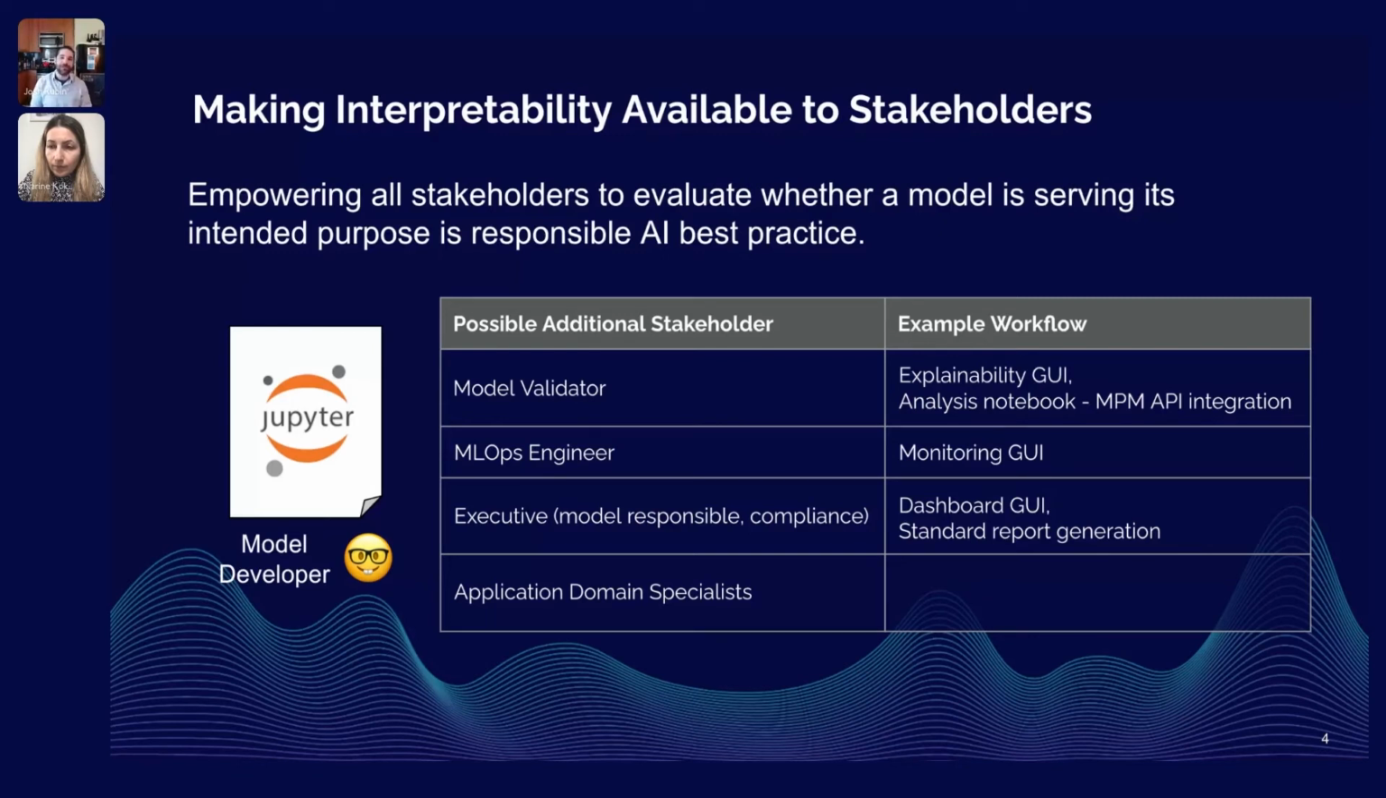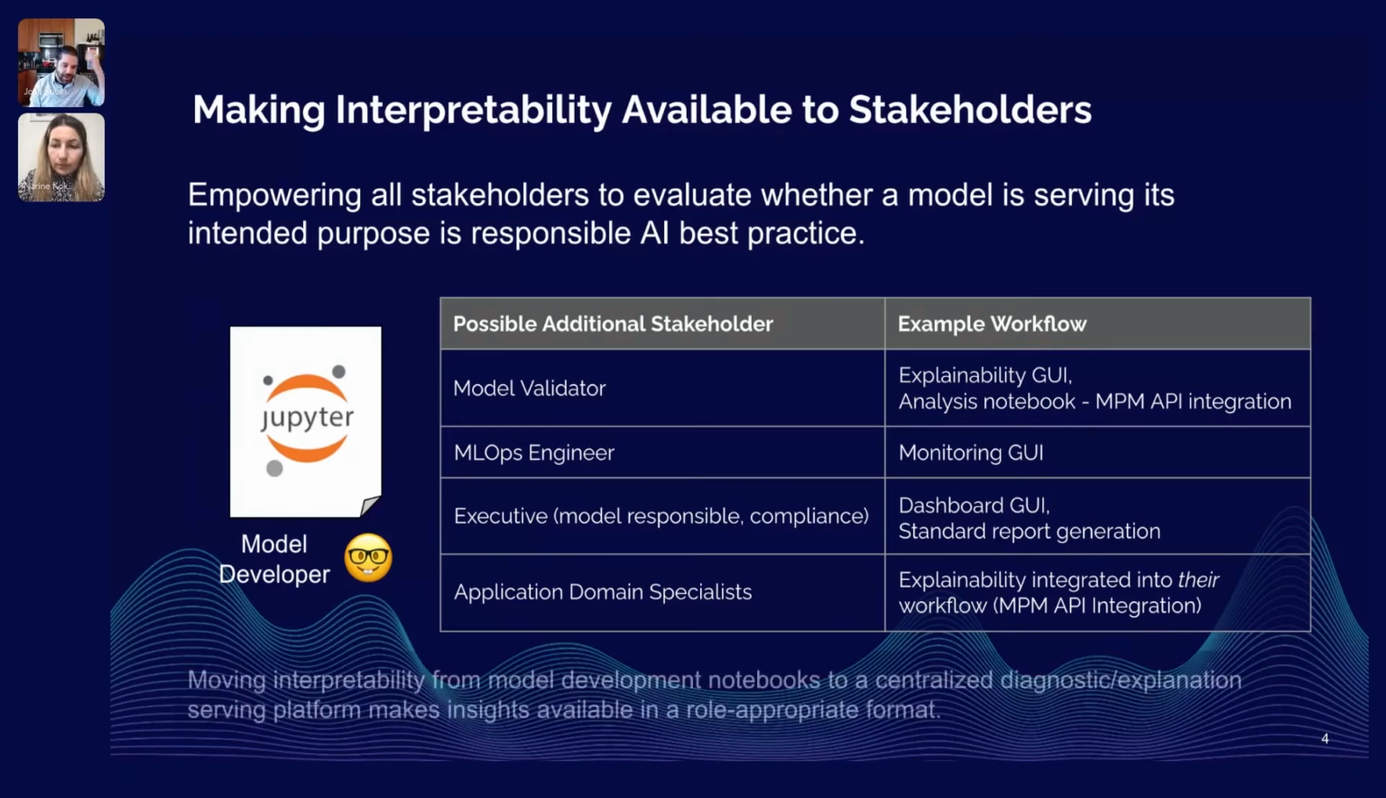Those people all benefit from understanding why the model made the decision that it did and not just its prediction. They want explainability integrated into their own workflows. So that's an API integration. If you give them that, they're also better able to communicate back to model developers when something is inconsistent with their domain expertise. So it's kind of human in the loop and sort of completing that feedback loop. So moving interpretability from model development notebooks to a centralized diagnostic explanation serving platform makes insights available in a role-appropriate format.